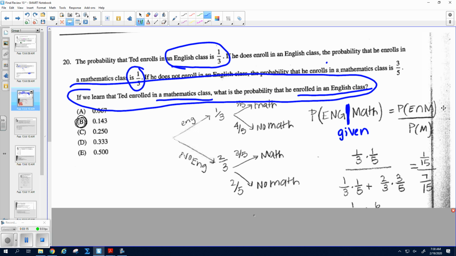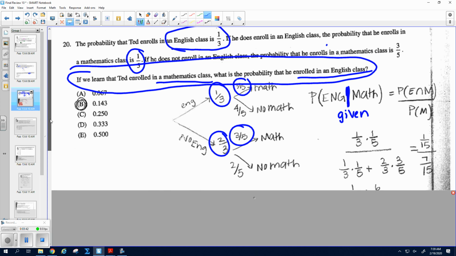This formula is on your yellow sheet for the AP exam. It's the probability of English and math divided by the probability of the second thing, math. On the top you multiply English times math, and on the bottom are all the pathways to math, so English times math plus no English times math. And you end up getting B for number 20.